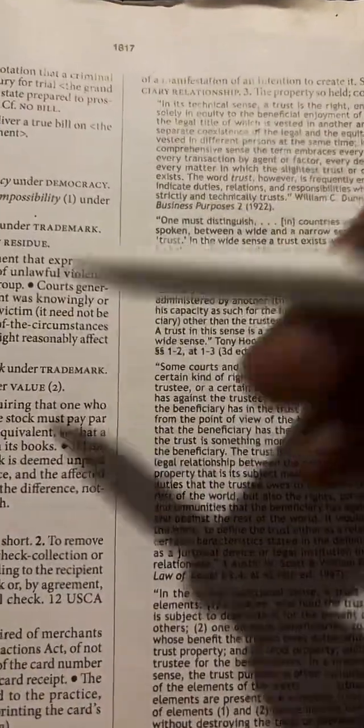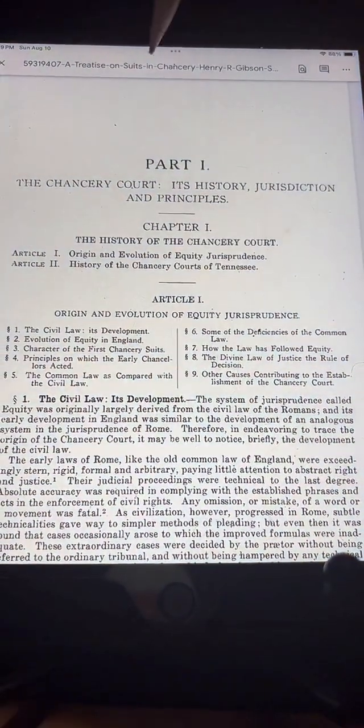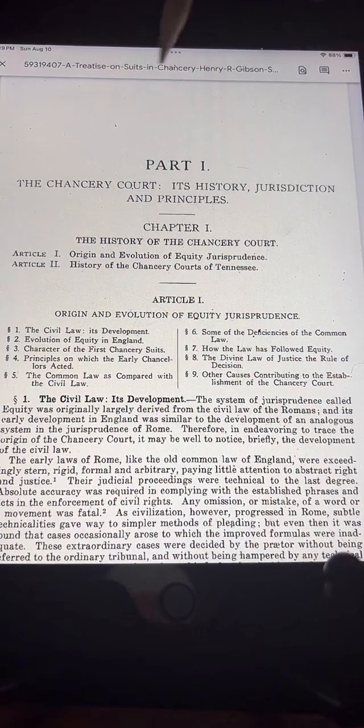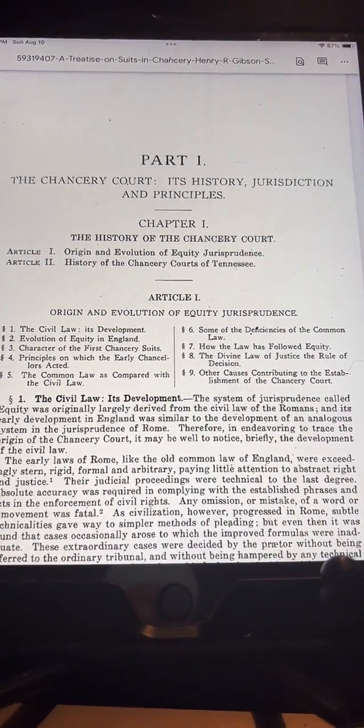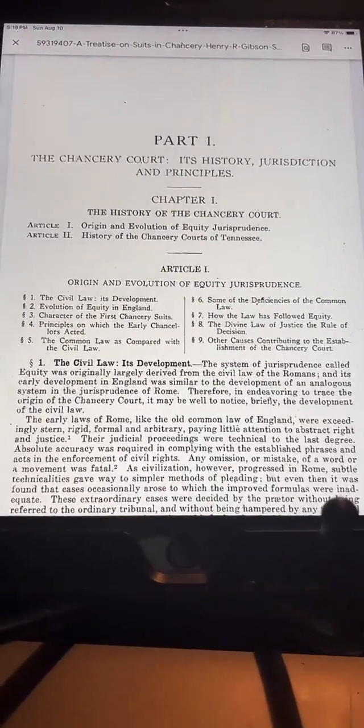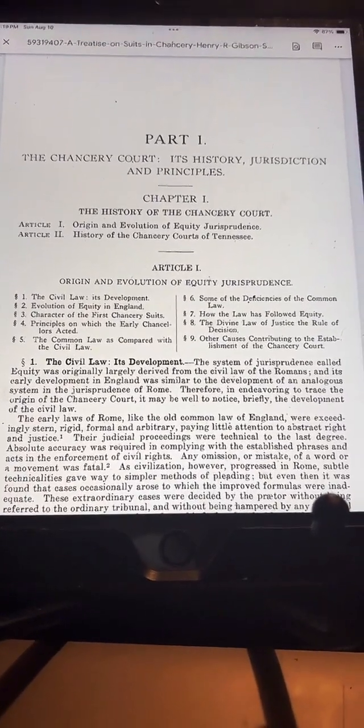They've been removed from the Black's Law Dictionary, okay? So what we're going over is the Treaty on Suits and Chancery, okay? That's what this book is. Oh, the 4th edition is the best edition. The 4th one is the best edition of the Black's Law Dictionary, right?